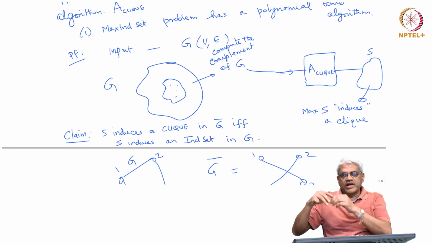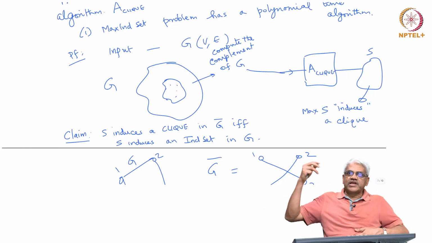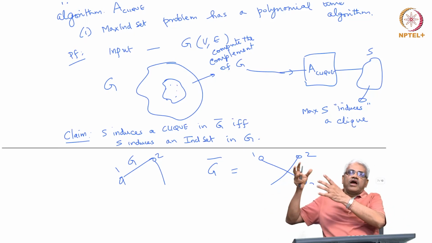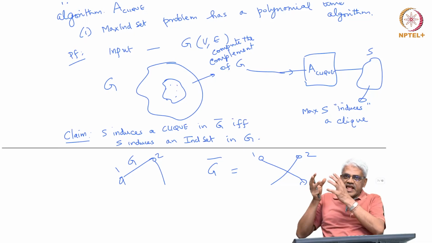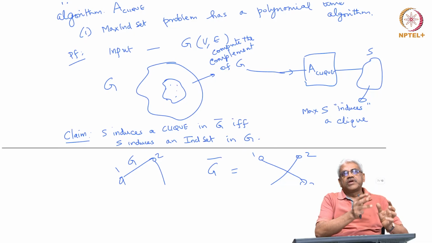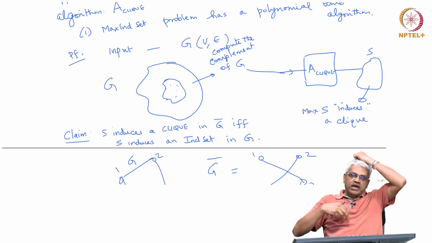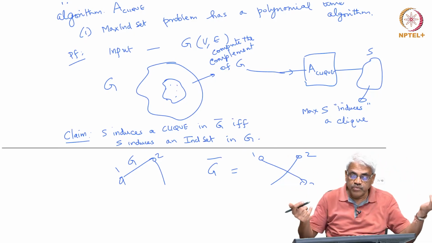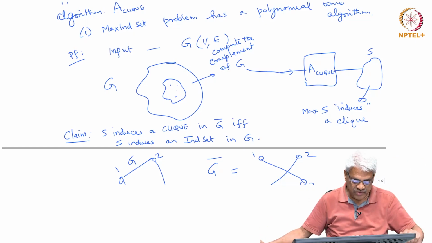And then take the complement graph, give it to my CLIQUE algorithm and say, give me the max clique here, and whatever answer it gives, that same subset induces the maximum independent set in the original graph. So, we have solved the maximum independent set problem in polynomial time. First observation, that is easy.